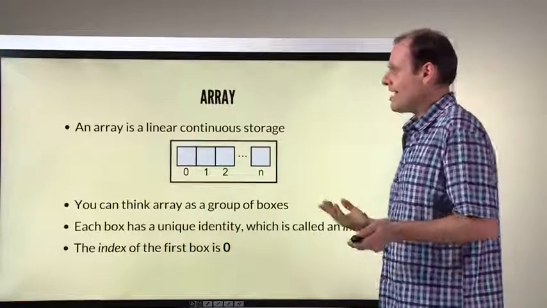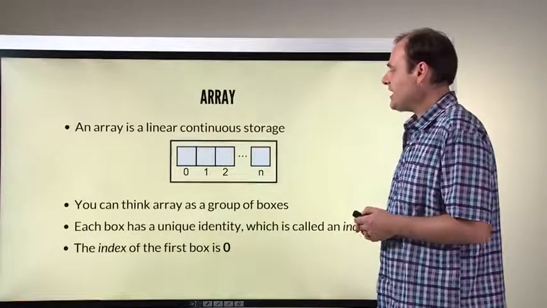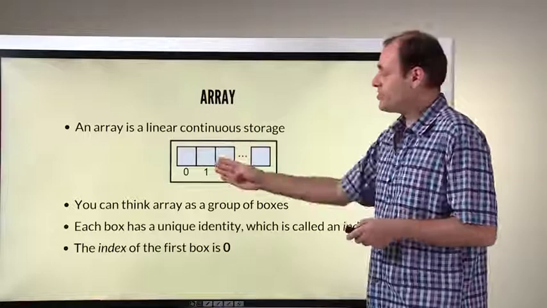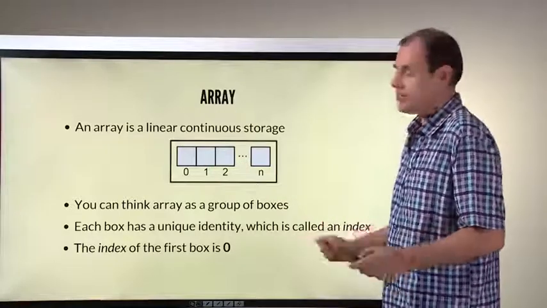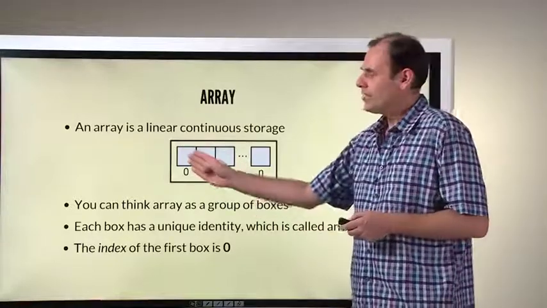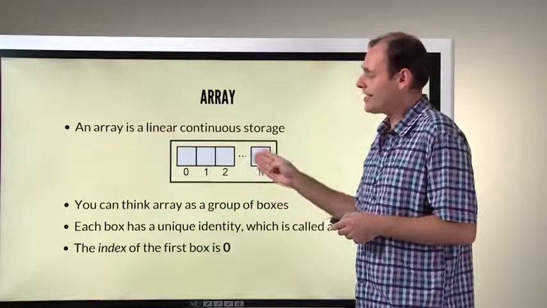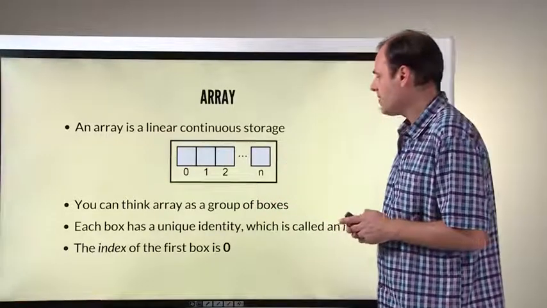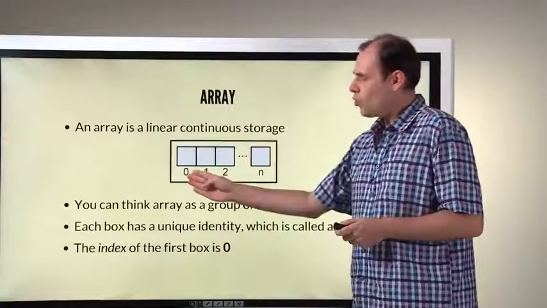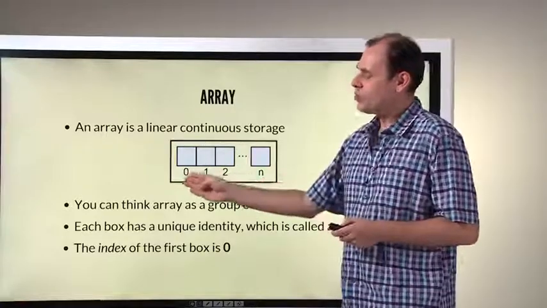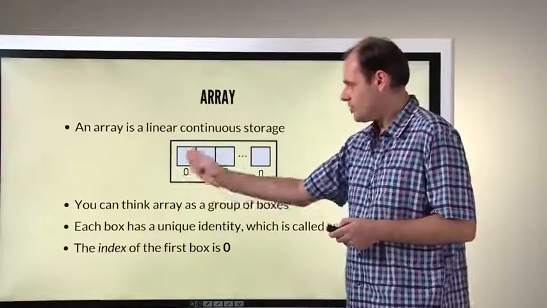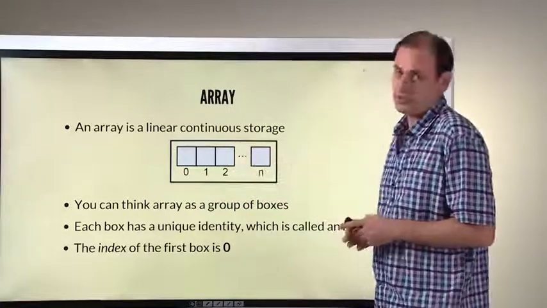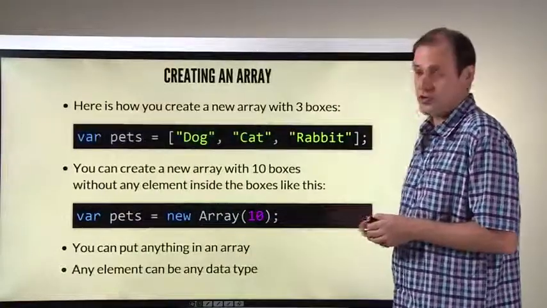So array, what is an array? Basically, it is the idea of a series of boxes, if you want to think in a simple way. And in JavaScript, you can put anything you like in those boxes, okay? So there's an order to the boxes, and the order starts from 0. So it goes 0, 1, 2, and so on. So that's the basic idea of an array.